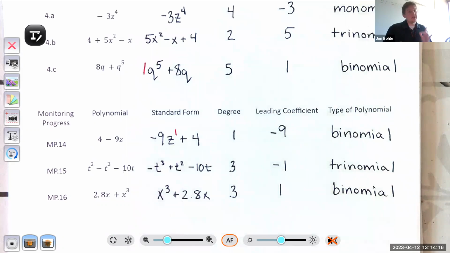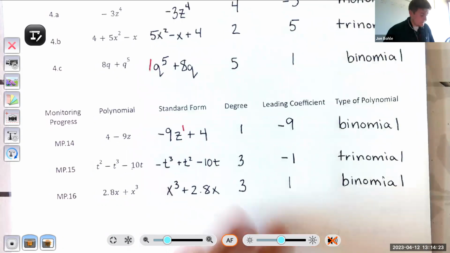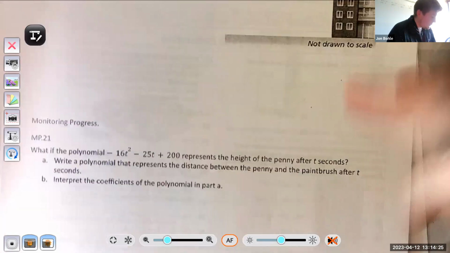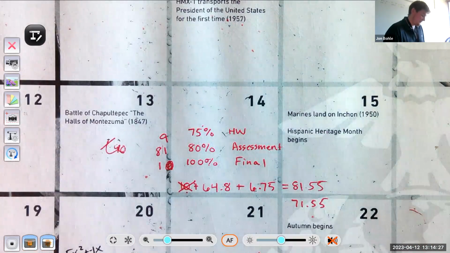All right, so like I said, you're going to have a problem just like this when it comes to test and learning target problems. So make sure that you have these down. Okay, 2 more pages.